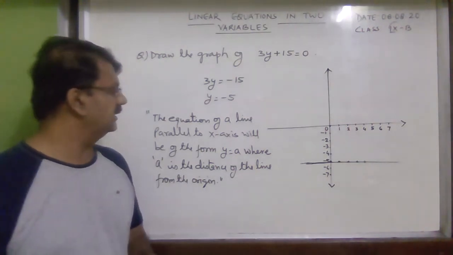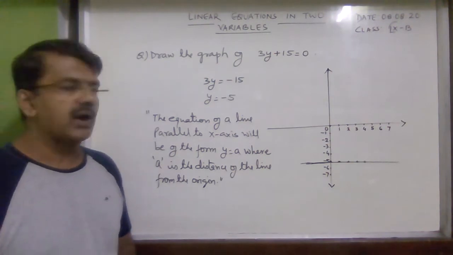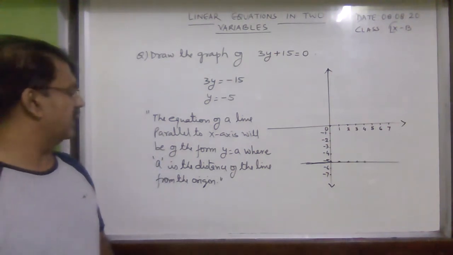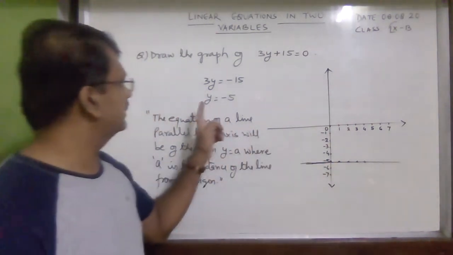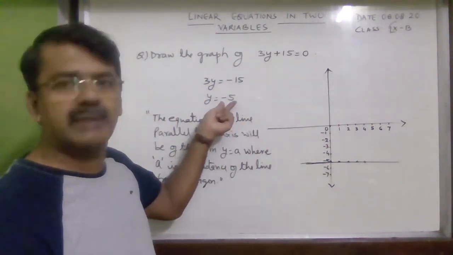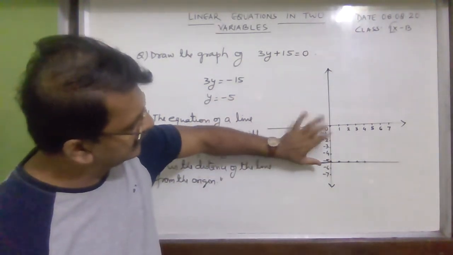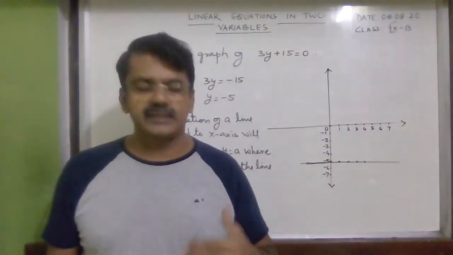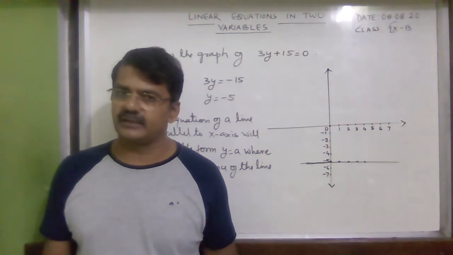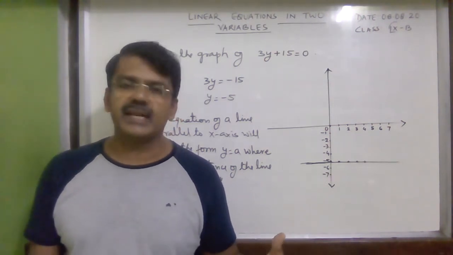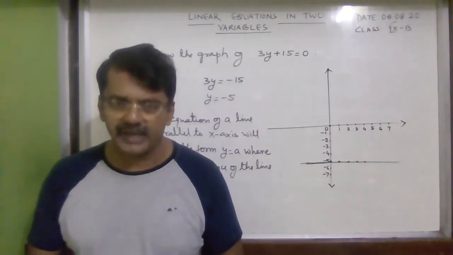The equation of the line parallel to the x-axis will be of the form y is equal to a, where a is the distance of the line from the origin. You can see it is of the form y is equal to -5. So a is -5 here, and the distance, you see the line is here from the origin, the distance is -5. If the line is on the negative side, then you will take the distance in negative, and if the line is on the positive side, then you will take it in positive. Okay.